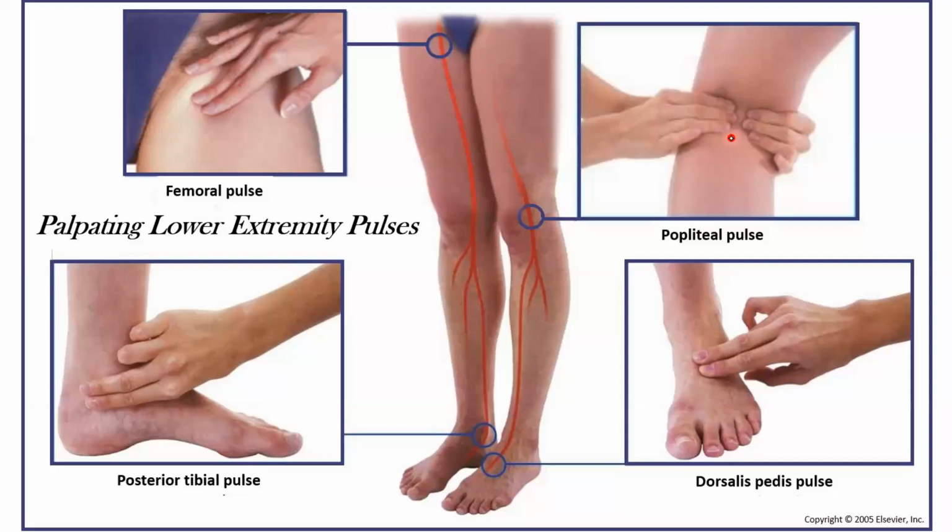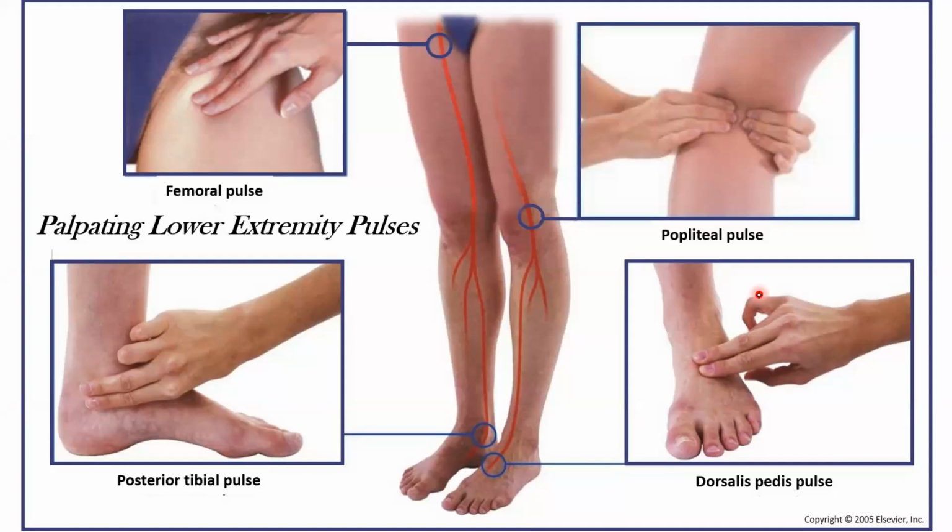Then you have the posterior tibial artery. This crosses the ankle joint posterior to the medial malleolus. There you can feel the posterior tibial pulse. And here you can feel the dorsalis pedis pulse between the tendons of the extensor digitorum and the extensor hallucis, as I remember.